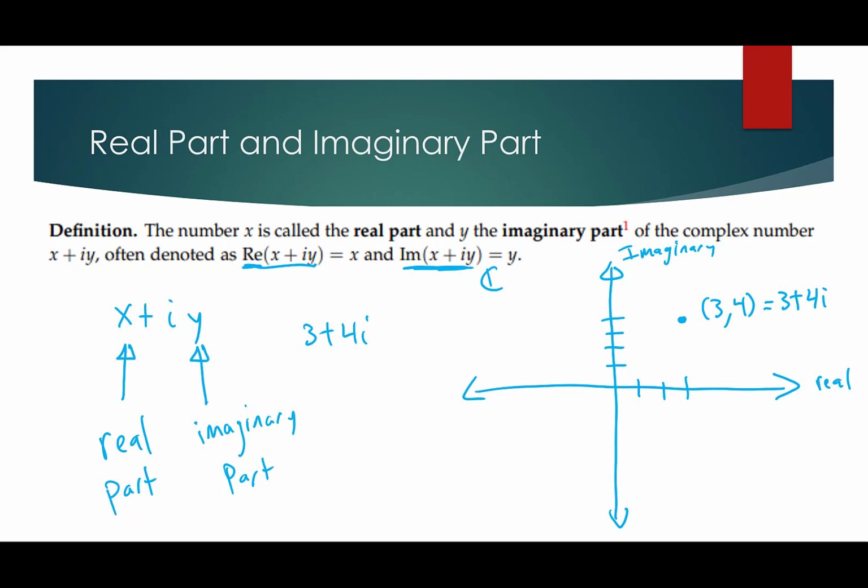If I was thinking about just the complex number i, that would be at the point 0 comma 1, because i is equal to 0 plus i, right?